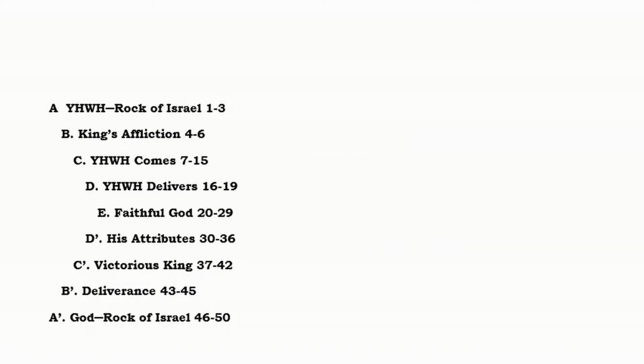So let's take our now usual approach and check a PowerPoint display. Well, here we are, the chiasm for Psalm 18. We're going to take a look at it in remembrance that it was a 9-step psalm, starting with the Rock of Israel at step A. At the center, the main message is E, the faithful God. Stepping back away from that message to A prime, God, the Rock of Israel.